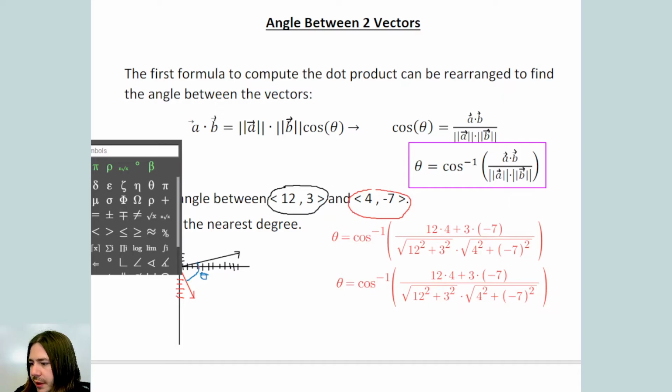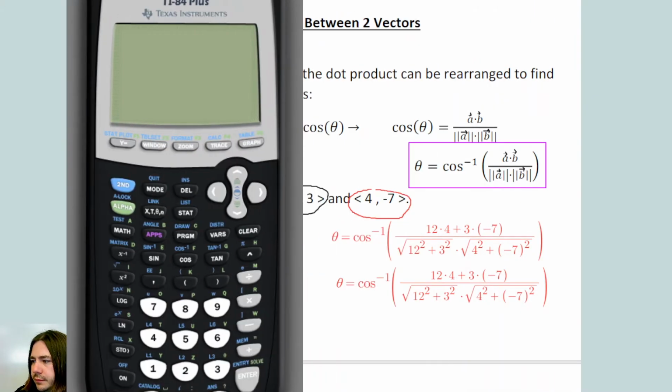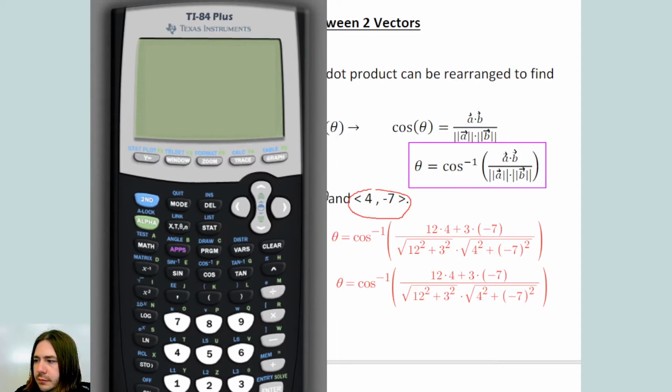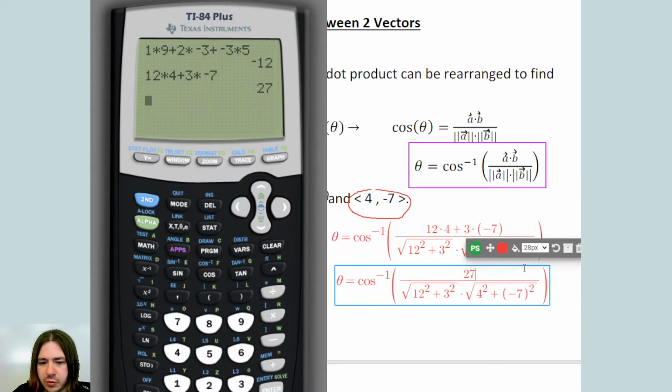So I'm going to pull up my calculator. Let's move this over a little bit. And we're going to do the numerator first, which is the dot product of A and B. So 12 times 4 plus 3 times negative 7, and we get 27. So the numerator up here is going to be 27.